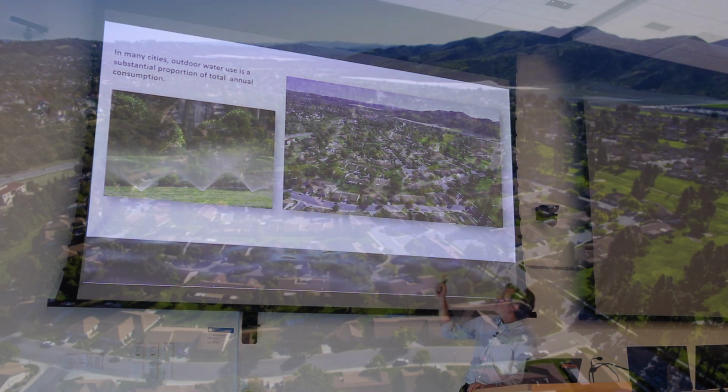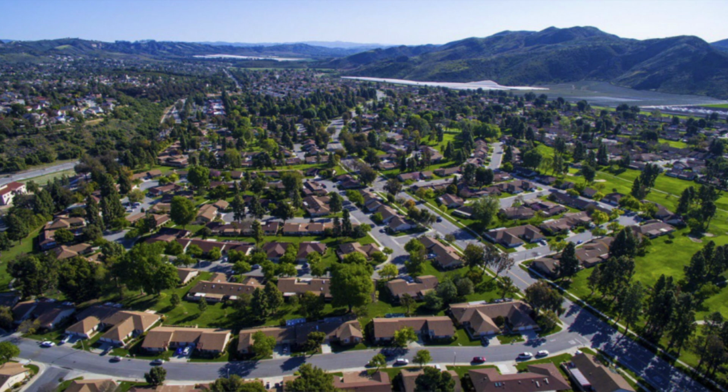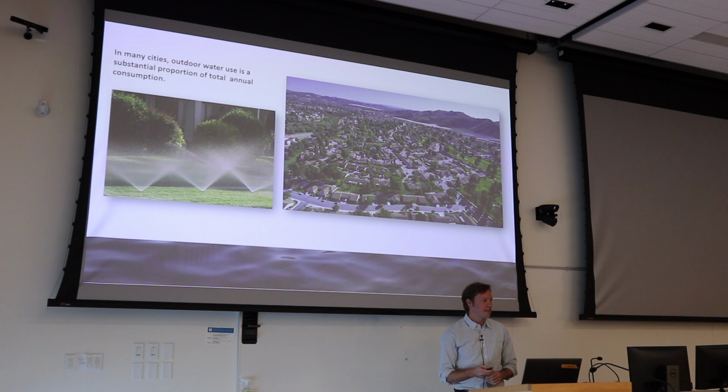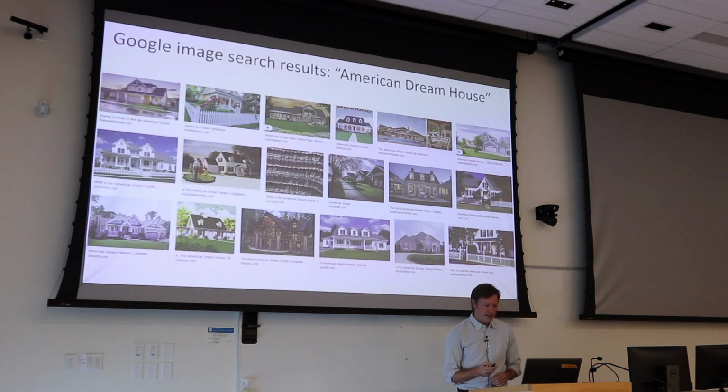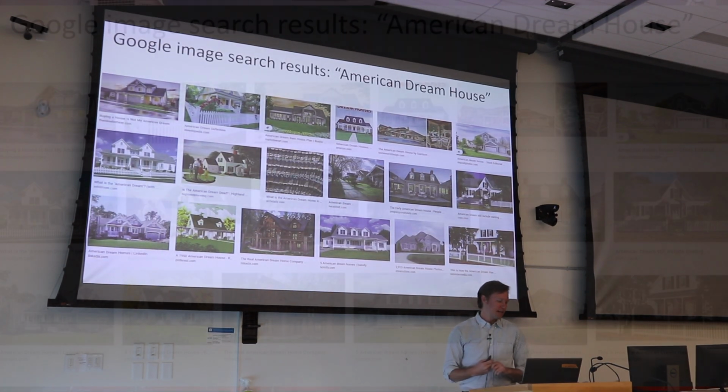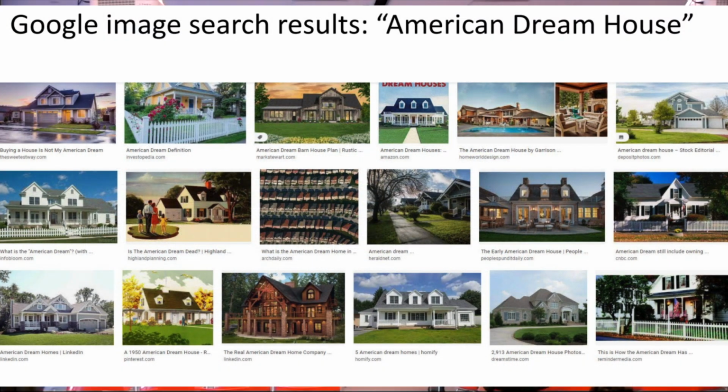So if you see development looking like this, you can safely assume that most of the water is going towards outdoor irrigation. This is really interesting, and you can do this at home to double-check me. If you just go in a Google image search and you type in American Dream House, here's the search results that you get. What's a common theme you see in all these images?